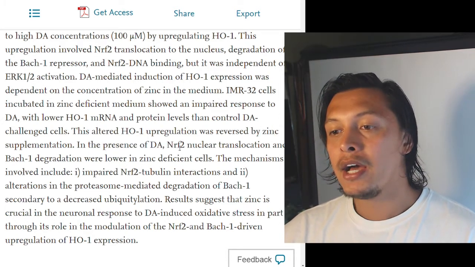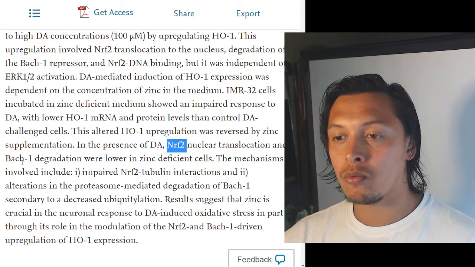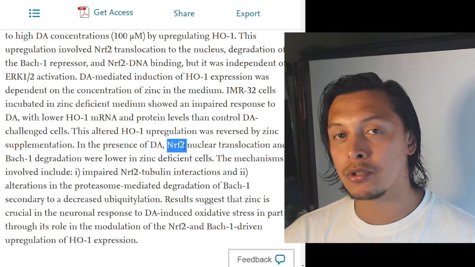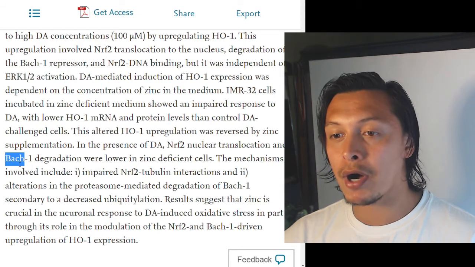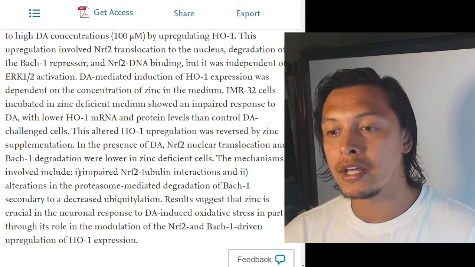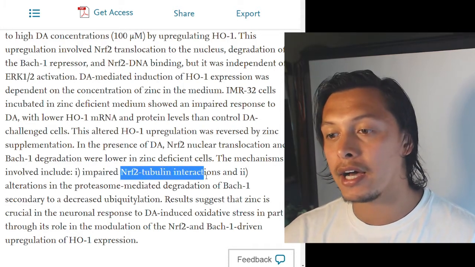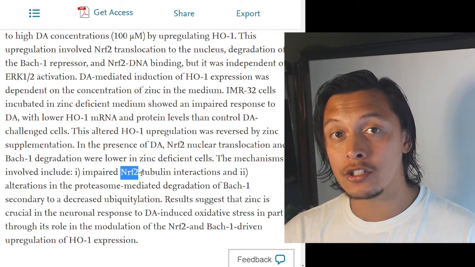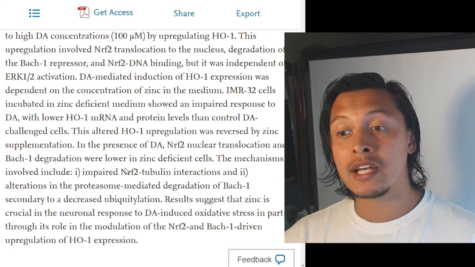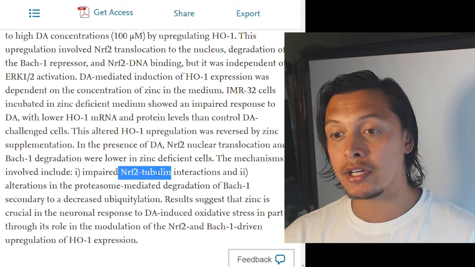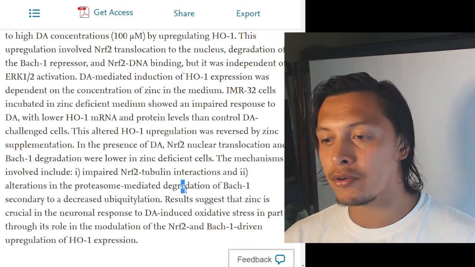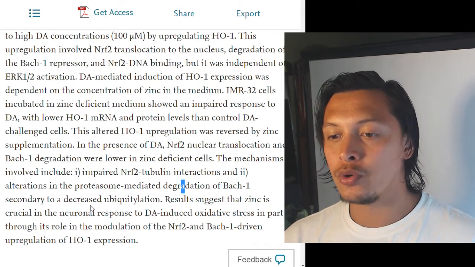So in the presence of dopamine, this NRF2 nuclear translocation and BACH1 degradation were lower in zinc-deficient cells. So in zinc-deficient cells, NRF2 was not able to get into the nucleus, and BACH1 wasn't being degraded as readily as it should be. The mechanisms involved include, one, impaired NRF2-tubulin interaction. Remember, the NRF2 gets translocated into the nucleus through the microtubules, so it needs to interact with tubulin in some way. And so zinc might be playing an important role in allowing the tubulin to bind with this nuclear factor. And two, alterations in the proteasome-mediated degradation of BACH1 secondary to decreased ubiquitination.